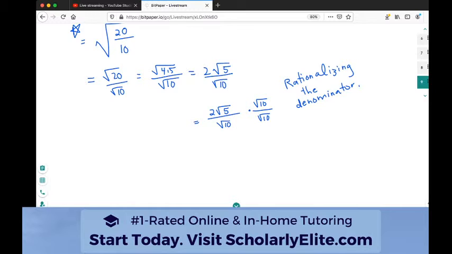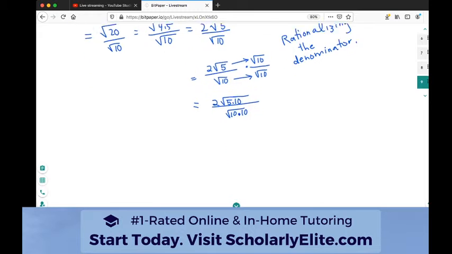So just super important. So remember how earlier we were talking about how any radical times itself is going to actually equal the number that's on the inside. Well, that's really what's happening here, because root of 10 times root of 10 is going to equal 10. So let's do our normal fraction multiplication, which is the numerators times the numerators and the denominators times the denominators.